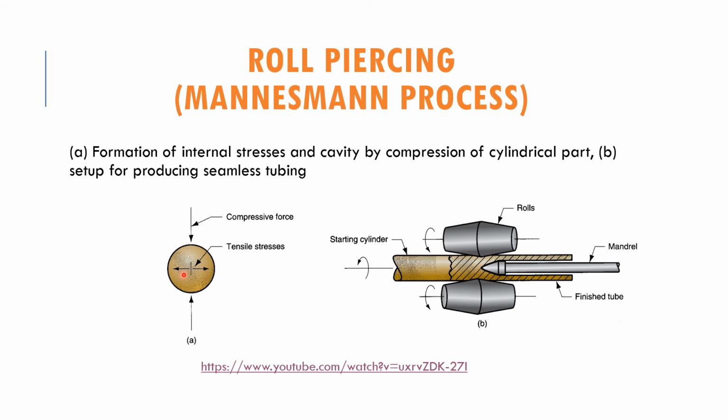So it will create tensile stress on the side. But when it starts to roll here using this roller, it will maintain the diameter of the workpiece. While the mandrel pierces into the material, it will create the hole inside here, but the diameter will remain the same, only the work material will start to elongate. So this is the roll piercing process.